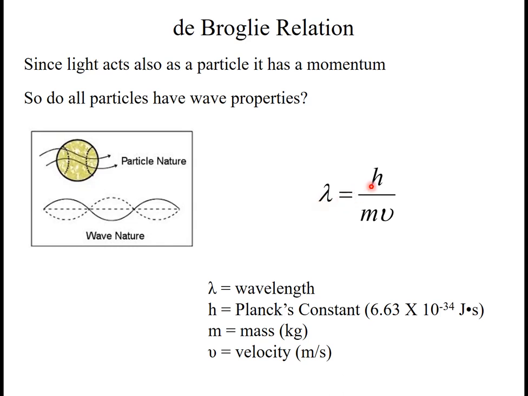So the wavelength is Planck's constant, that's still 6.63 times 10 to the minus 34th, over the mass in kilograms of the object, and then the velocity in meters per second.